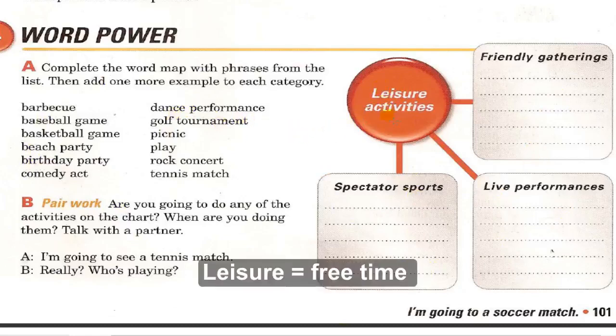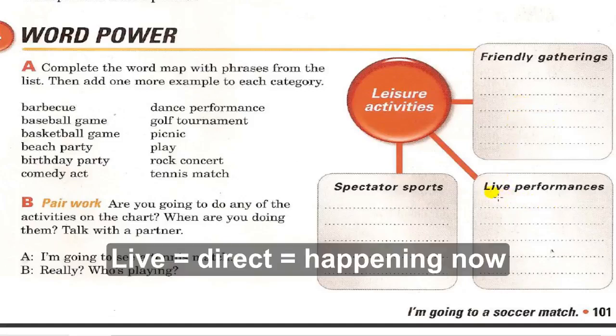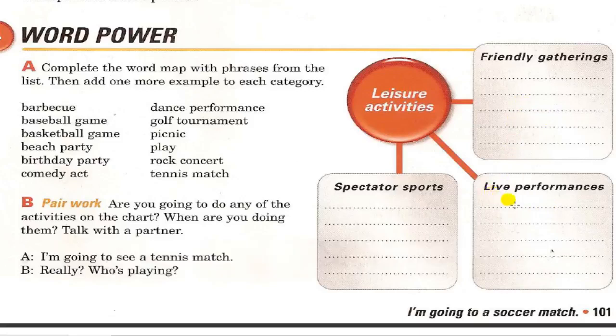For leisure activities, free time activities. First group, friendly gatherings, where friends meet each other. This is the group of meeting among friends. Live performances, live meaning happening now, something which is happening now. A performance like a play, a movie. This section is for sports. You watch, you see a sport.